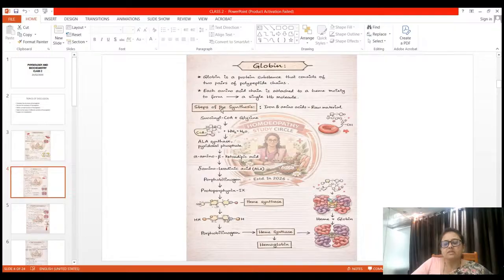Okay, so steps of synthesis of hemoglobin. The raw materials for synthesis of hemoglobin: iron and required amino acids.